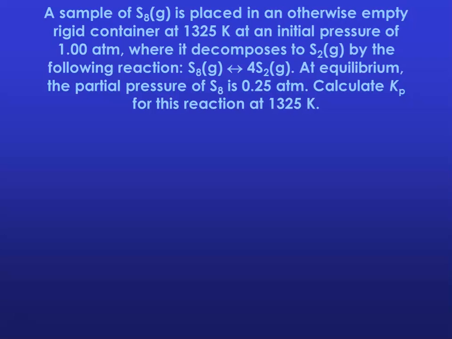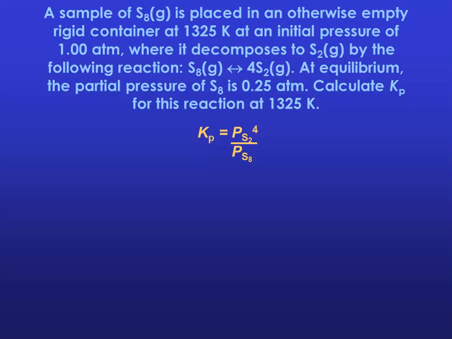So now we're going to get into some that are not as straightforward. You have a sample of sulfur that was placed in an otherwise empty rigid container at 1325 Kelvin, initially at 1 atmosphere of pressure, and it decomposes to S2 in the following equation. At equilibrium, we are told S8 has a partial pressure of 0.25. And we want to calculate what K is when the reaction is at equilibrium for 1325 Kelvin. So if we take that reaction and write our K expression using partial pressures, because that's what we were asked to calculate, Kp, S2 would be raised to the fourth over S8, again based on the stoichiometry.